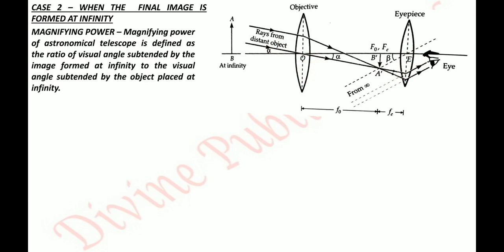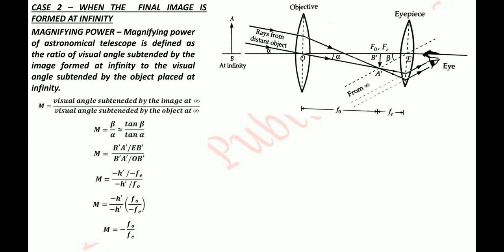So we define magnifying power in this case. Magnifying power is the ratio of visual angle subtended by the image, which is beta, at infinity to the visual angle subtended by the object placed at infinity. So M is equal to beta upon alpha, which is approximately equal to tan beta upon tan alpha. Tan beta is written in this triangle. Which triangle? Just see, E B dash A dash, this one.